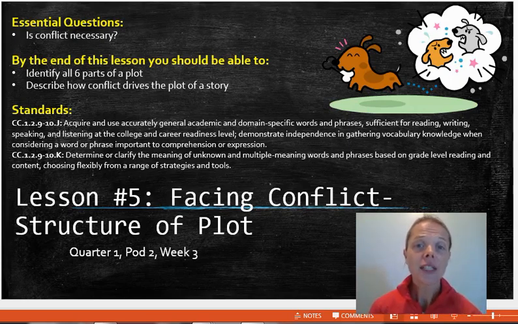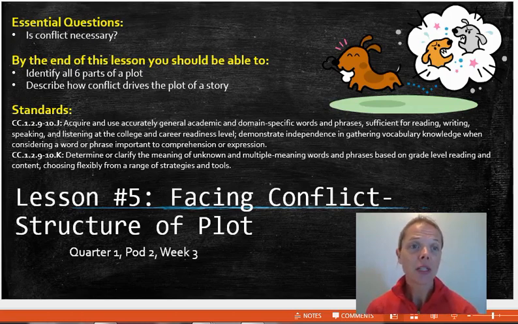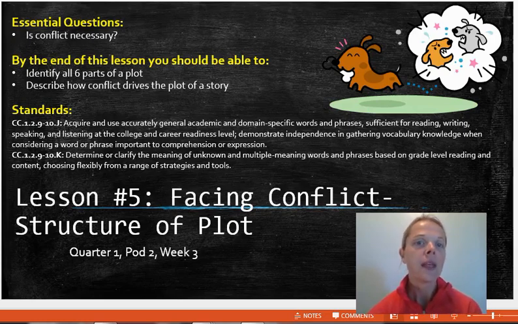By the end of this lesson, you should be able to identify the 6 parts of a plot and describe how conflict drives the plot of a story. We've kind of been digging into that throughout. But the 6 parts of a plot may be new to you. It was introduced in lesson 4. We're really going to explain it now in lesson 5.